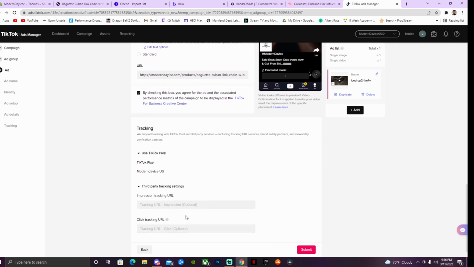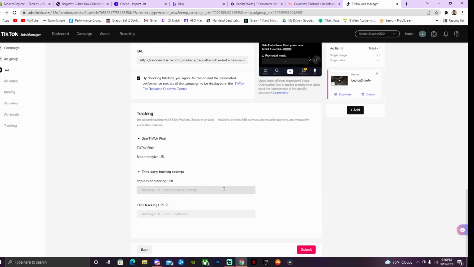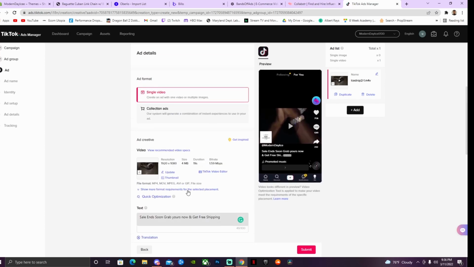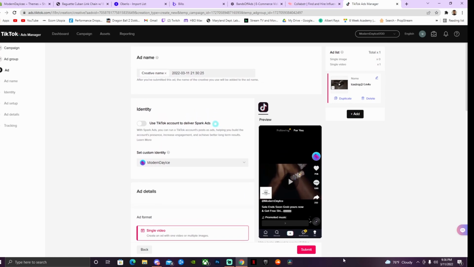If you don't know what a pixel is, the pixel tracks the quality of traffic that is coming to your store. It would track how many add to carts, how many website clicks, how many conversions. This pixel would track everything for you, so it makes analyzing the metrics easier. Definitely have your pixel set up. So once everything's done, this is the first ad group, and you would hit submit.